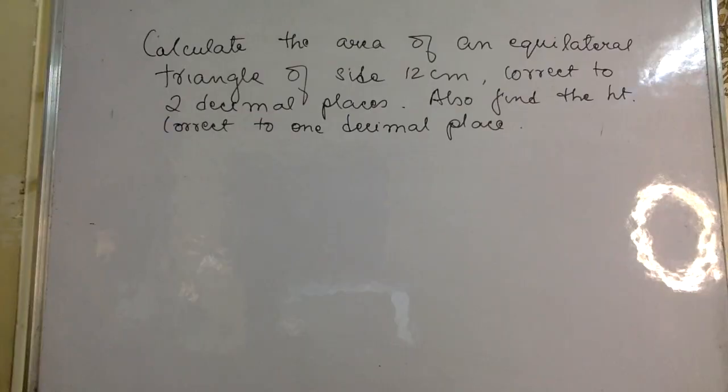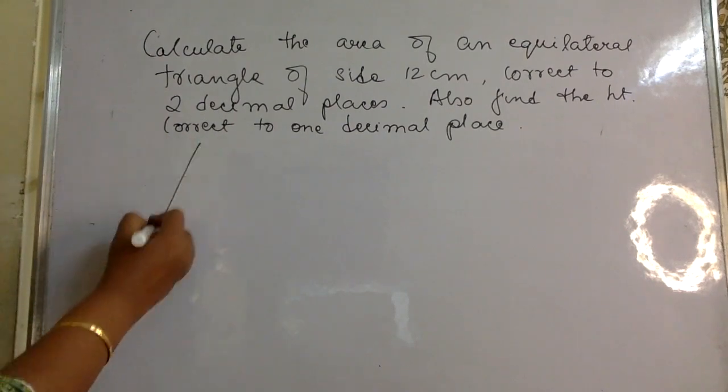So this is our first question. Calculate the area of an equilateral triangle of side 12 centimeter, correct to 2 decimal places. Also find the height, correct to 1 decimal place. Then what do we do? Now here there's an equilateral triangle.